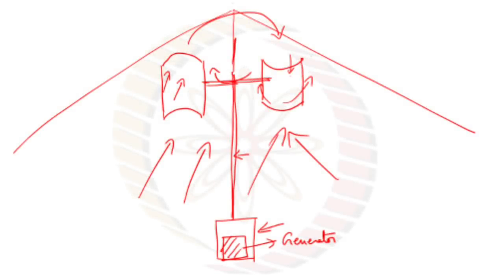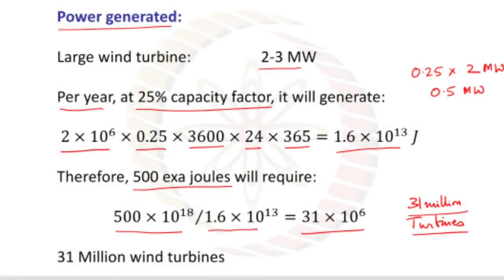Now we have to see the power generation. A large wind turbine produces 2-3 megawatt at 25% capacity factor. It will generate 2 into 10 to the power 6 into 0.25 into 3600 into 24 into 365, equal to 1.6 into 10 to the power 13 joule. Therefore, to supply 500 exajoules, 31 into 10 to the power 6, that is 31 million wind turbines, will be needed to satisfy the energy need of the world per year.